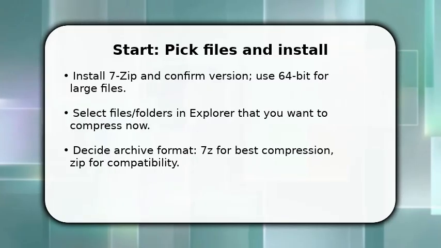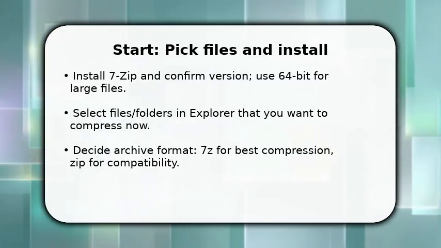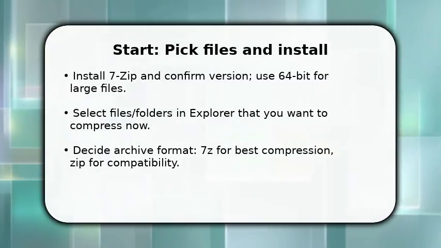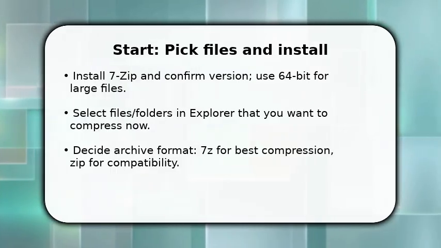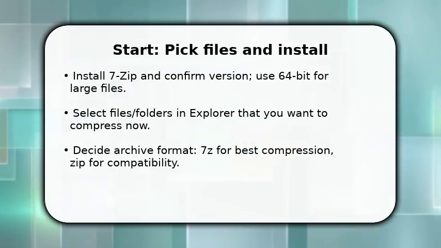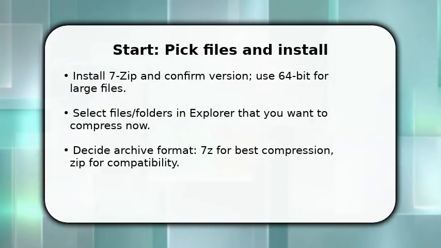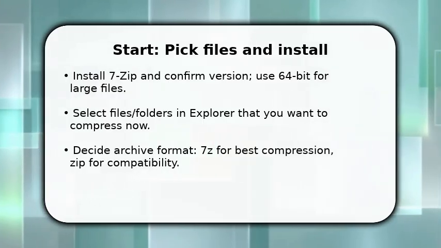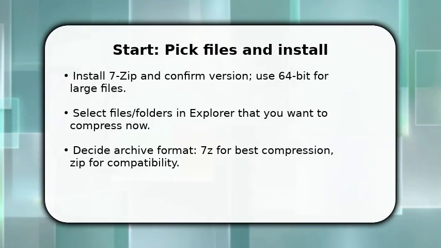You have files selected and 7-Zip installed, so begin. Right-click the selection, choose 7-Zip, and pick Add to Archive to open options. The Archive dialog controls format, compression level, and split size, which determines speed and size.